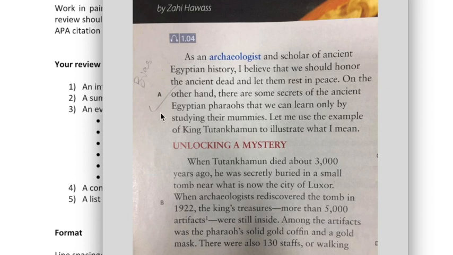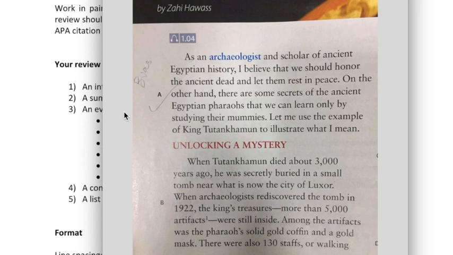Paragraph A. Can you pause this video and read this paragraph, and decide whether or not the author of this article, Zahi Hawass, is being biased or neutral. If you think he is biased, you have to justify why. If you say he is neutral, you have to justify why he is being neutral.